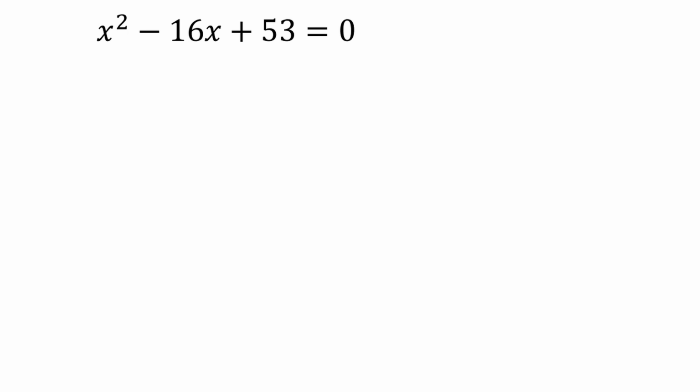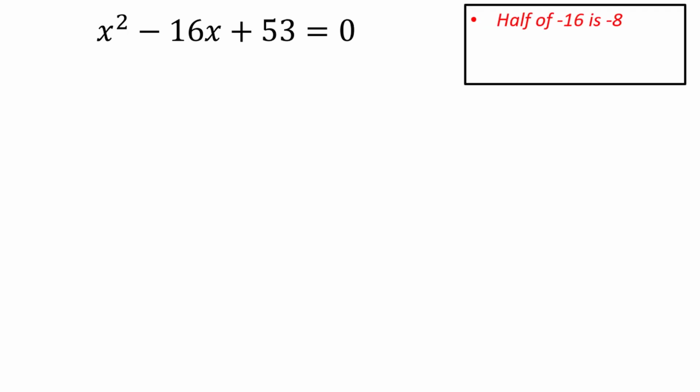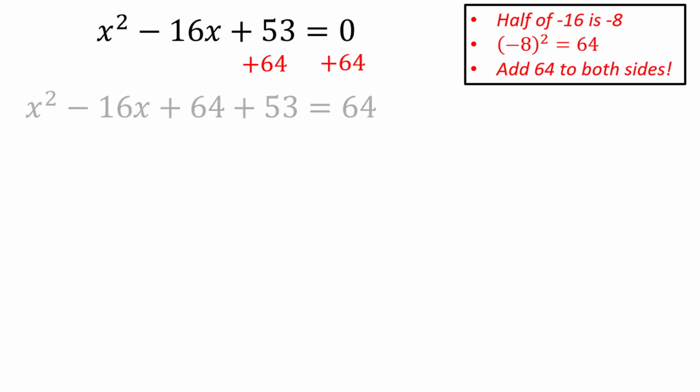Take half of negative 16 and square it. Half of negative 16 is negative 8. Negative 8 squared is 64. So we add 64 to both sides of the equation to get x squared minus 16x plus 64 plus 53 is equal to 64.